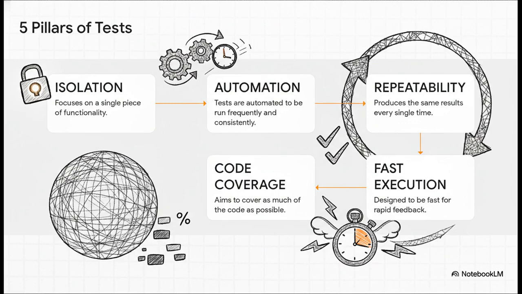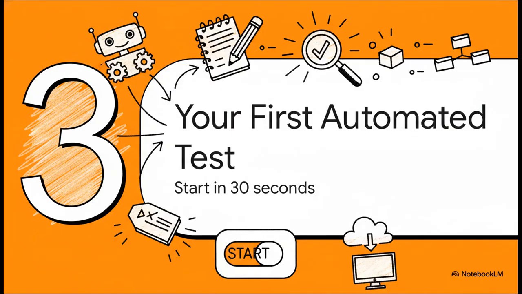So what makes a unit test a great unit test? Well, it really comes down to these 5 pillars. 1, it's got to be isolated. One test, one single piece of functionality. 2, it needs to be automated so you can run it constantly. 3, it must be repeatable. It gives you the same result, pass or fail, every single time. 4, it has to be fast, because nobody's going to run tests that take all day. And 5, all your tests together should give you good code coverage, making sure you've checked as many different scenarios as you can.